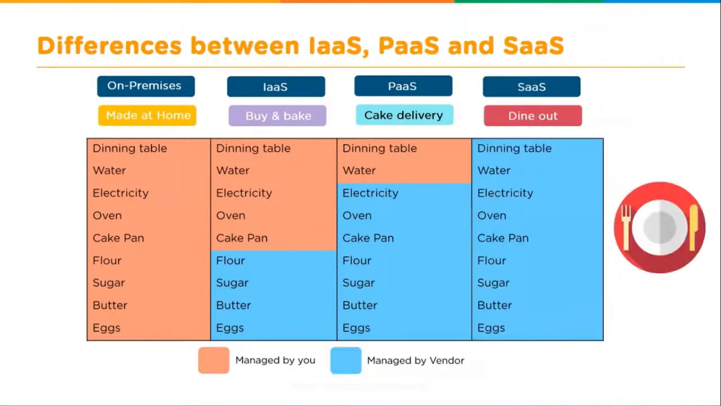Now, you still have one more option left. That is simply to go out and dine. This is a lot simpler than what was required before. It requires no effort from us at all. You buy the fully finished and garnished cake, pay for it, and walk out. No responsibility for making the cake. It's the same way with SaaS. We buy the finished product and we pay for the finished application.